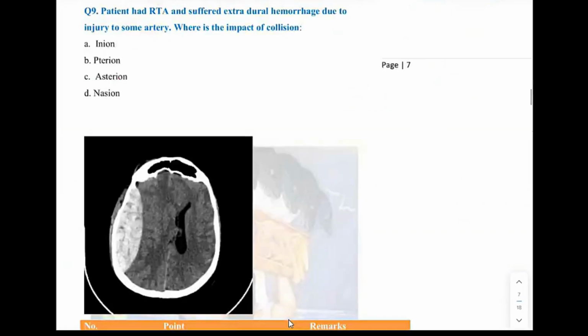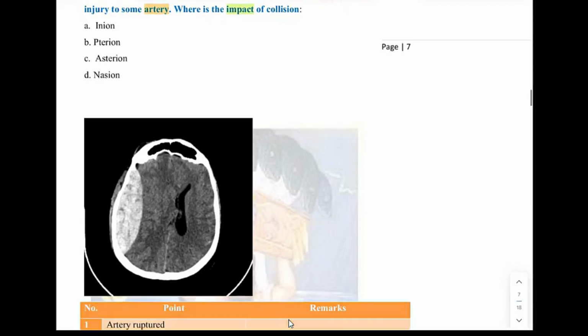Then a patient had road traffic accident and suffered extradural hemorrhage, and there was injury to some artery. Now, what could be the impact of collision? Now, this is extradural, which is also known as epidural.